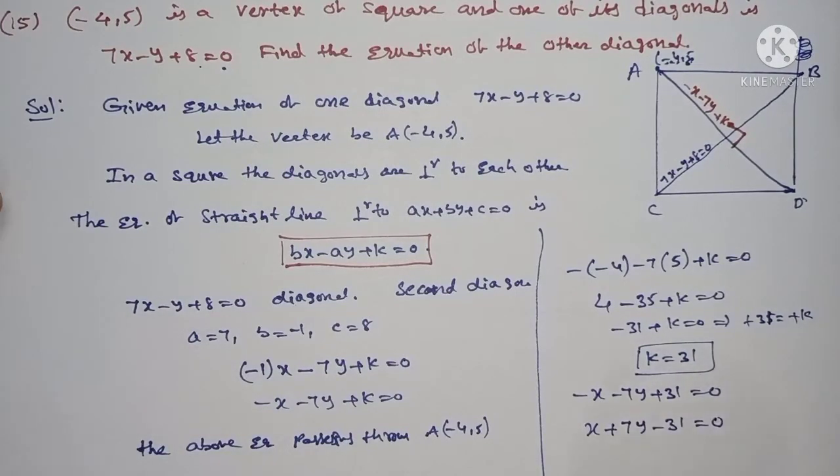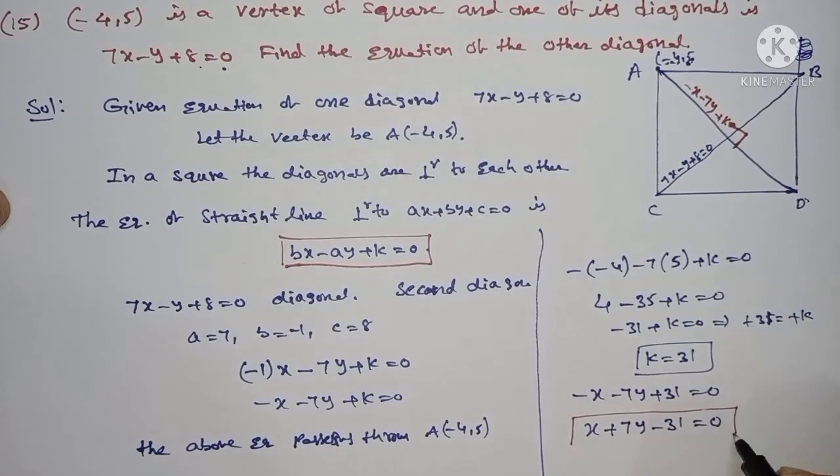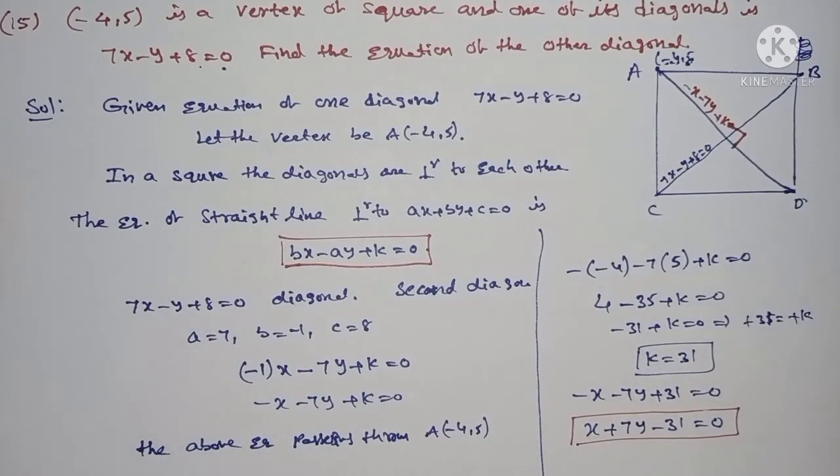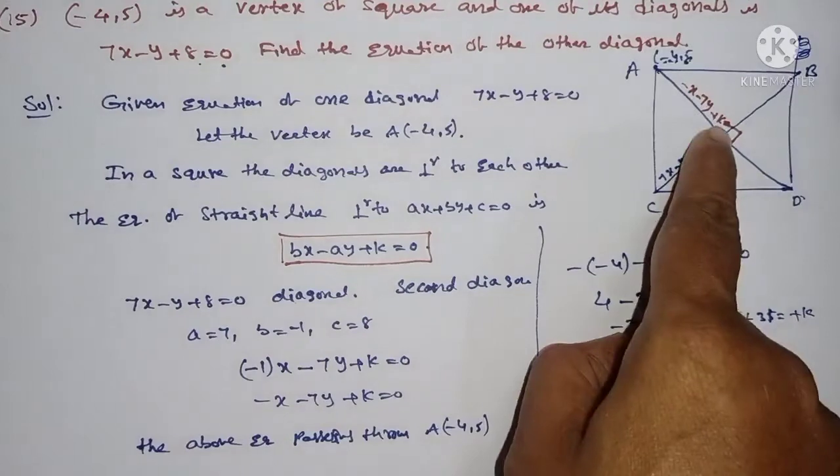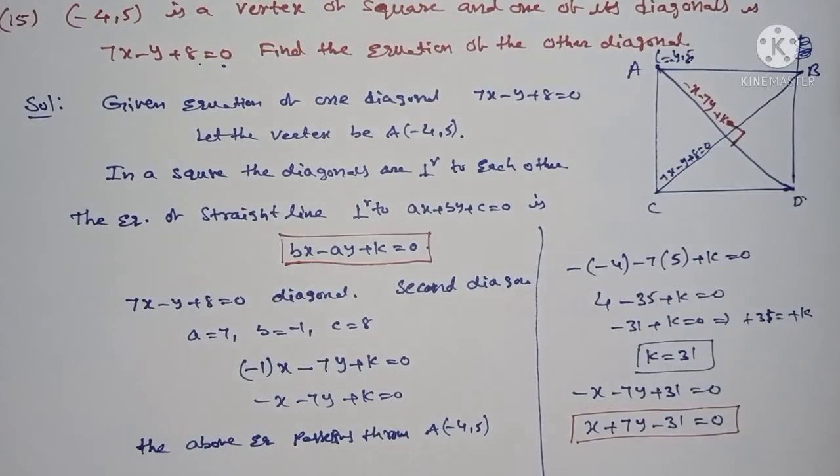This is our required equation, the second diagonal equation. The other diagonal you can write here: x plus 7y minus 31 is equal to 0. This is finding the equations if a square is given with one diagonal and you need the other diagonal. You can use all the formulas for perpendicular or parallel. You can observe here and do problems.